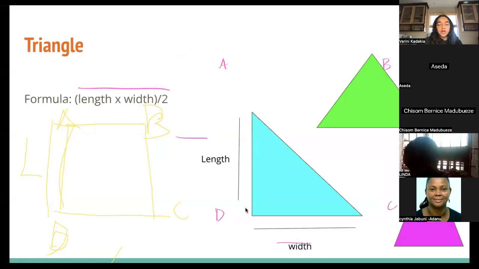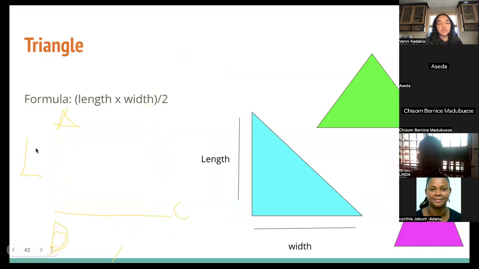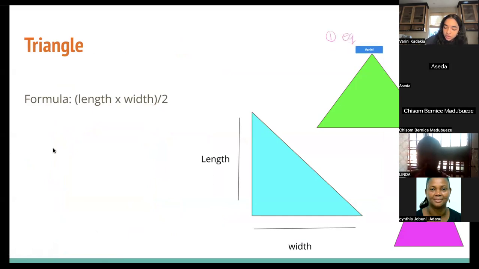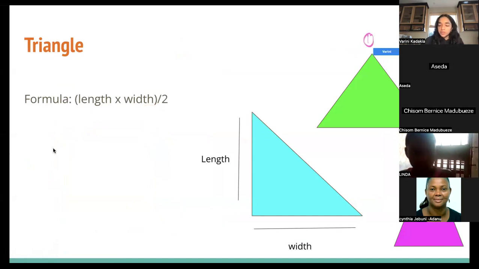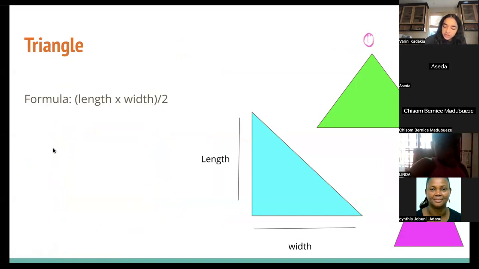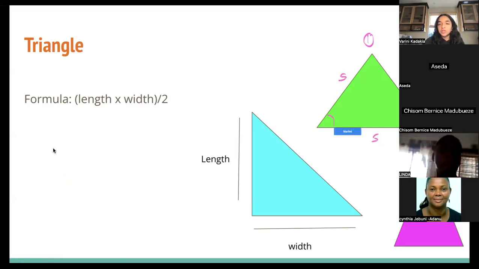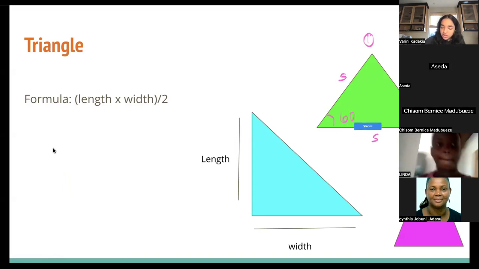Okay. So now we're going to move on to a triangle. A triangle is where it gets a little confusing because there are 3 types of triangles. So the first type is called an equilateral triangle. What that means is that all sides are equal. So if this is side S, then this will also be side S and this will also be side S. And the angles that make up the triangle are going to be 60 degrees each.